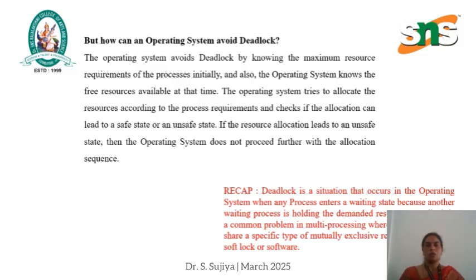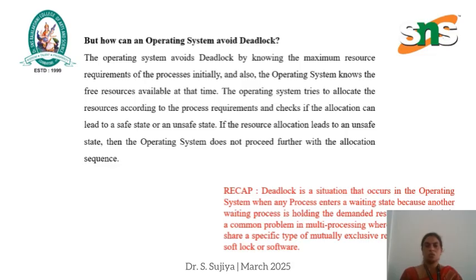But how can an operating system avoid a deadlock? By knowing the maximum resources required by each process initially, and also the free resources available at one time. The operating system tries to allocate the resources according to the process requirements and checks if the allocations can lead to a safe state or an unsafe state. If the resource allocation leads to an unsafe state, then the operating system does not proceed further with the allocation sequence.